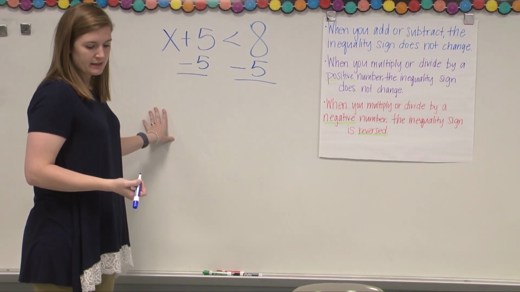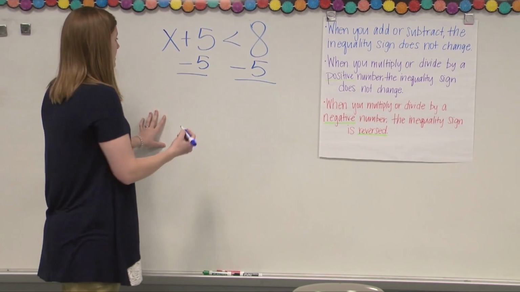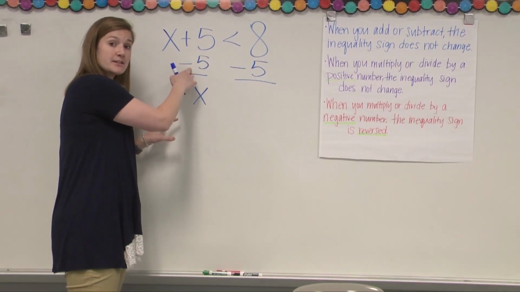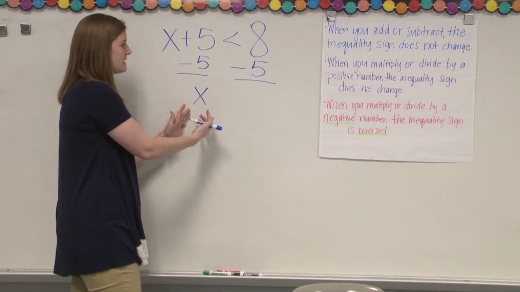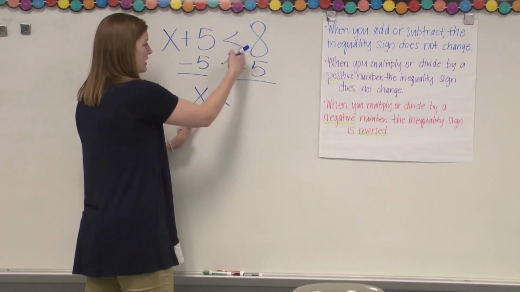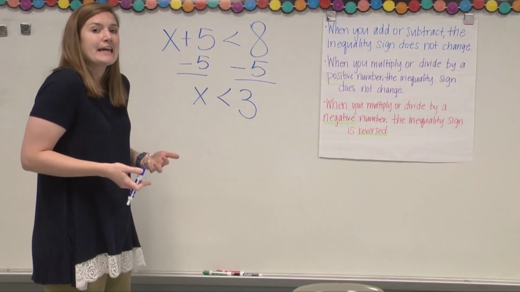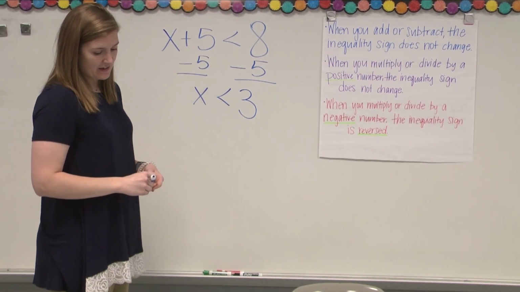Okay? Now, subtracting 5 from both sides here leaves me with x, because 5 take away 5 is 0, leaves me with x on this side. And then I have the less than symbol, and 8 take away 5 is 3. So my final answer, I think, is x is less than 3.